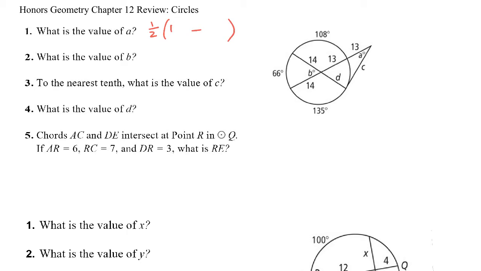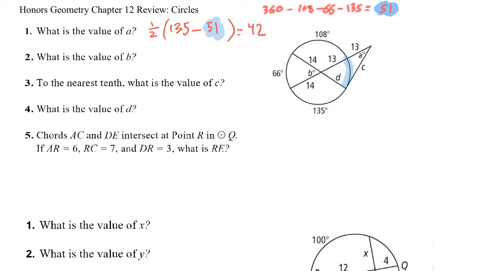One of those arcs is 135, and the other is not labeled currently. It's this blue arc, so I need to find this blue arc. Well, I know all the other arcs, so I could just do 360 minus those. And then I get 51, which is what I'm missing here. And then when you math that out, you get 42.